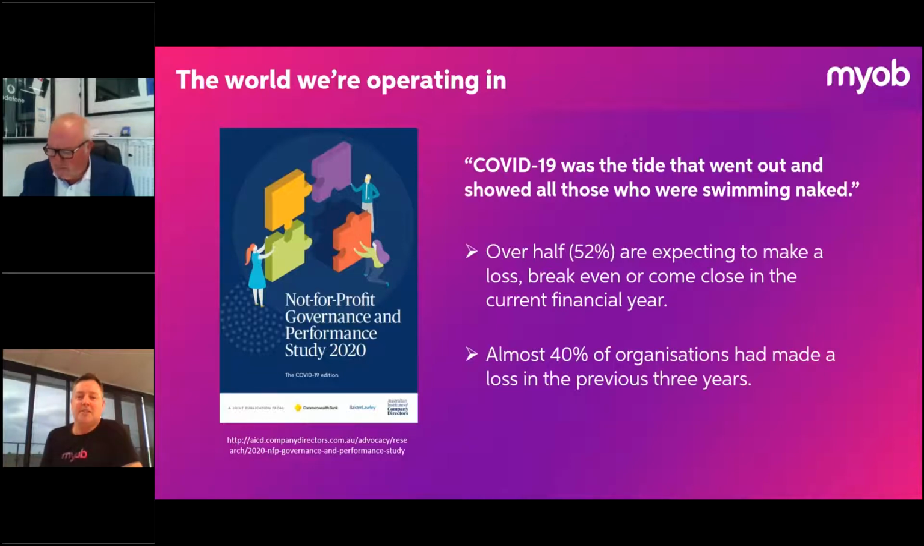There's a quote there that says, COVID-19 was the tide that went out and showed all those who were swimming naked. And effectively what that is saying, in a rather fun and interesting way, is that certainly for the not-for-profit sector, certainly in Australia, but I think this is borne out in New Zealand as well, there were an awful lot of organisations, you can see from those stats, that over 40% of organisations had actually made a loss in the previous 3 years.